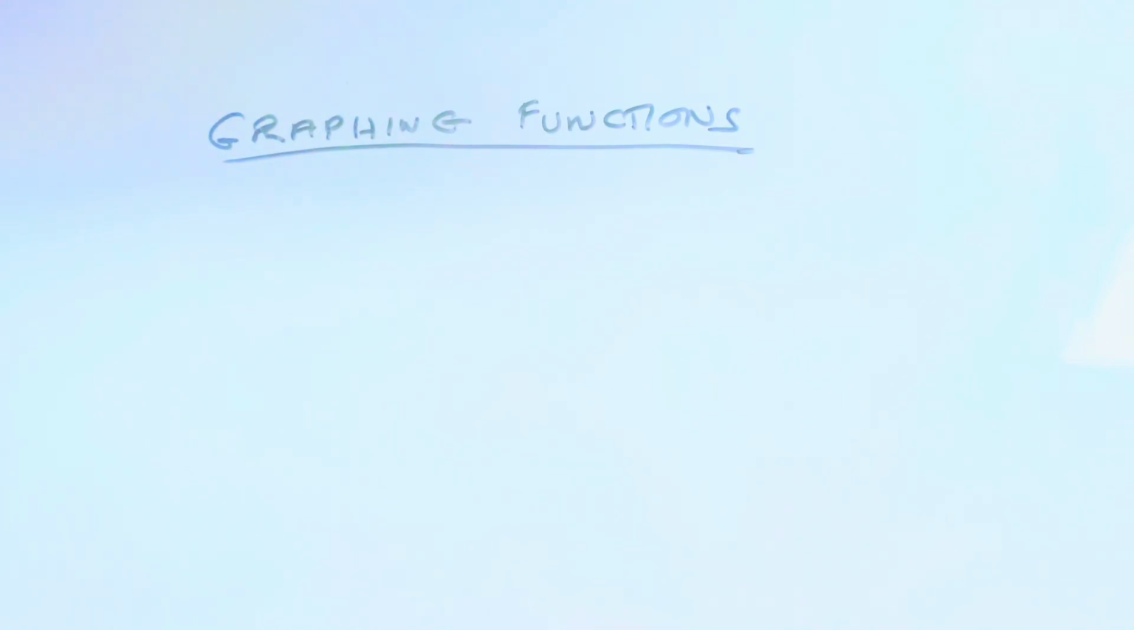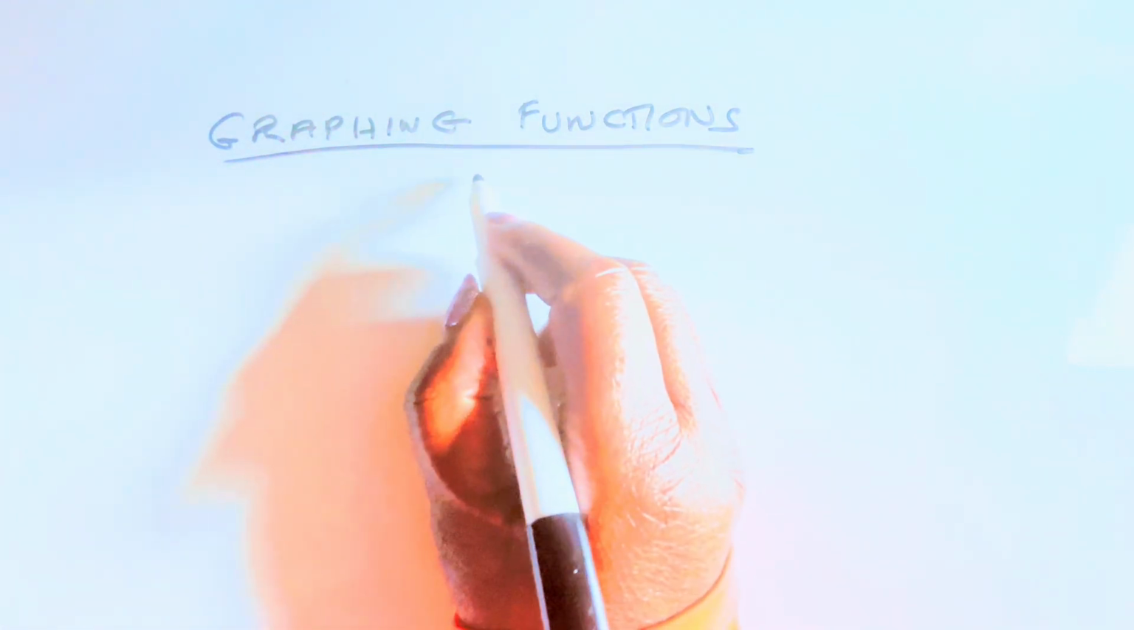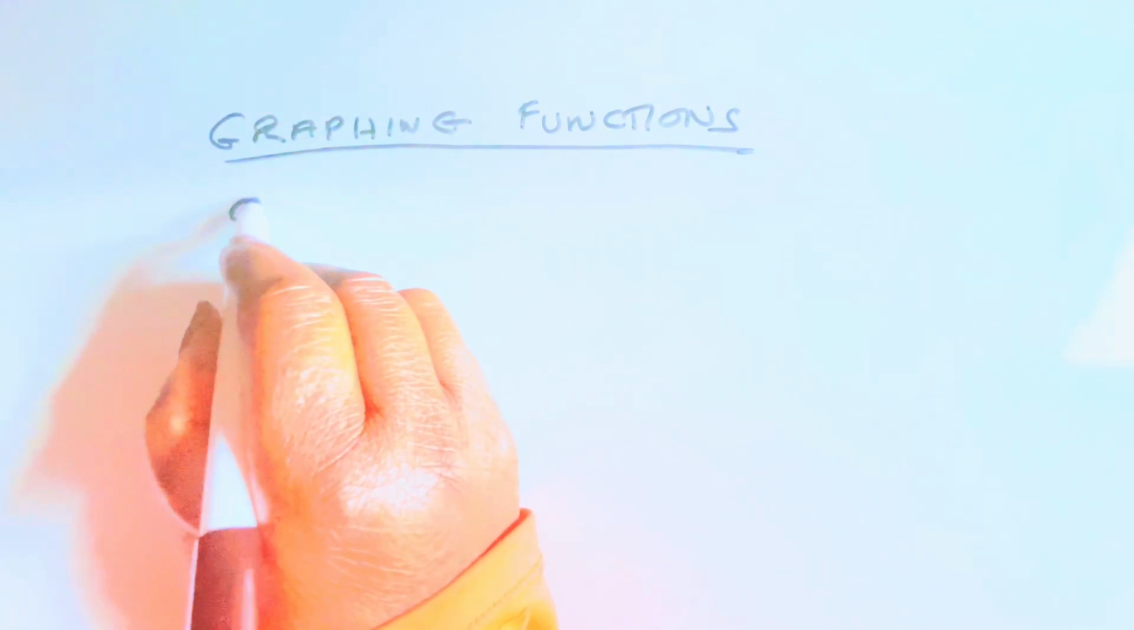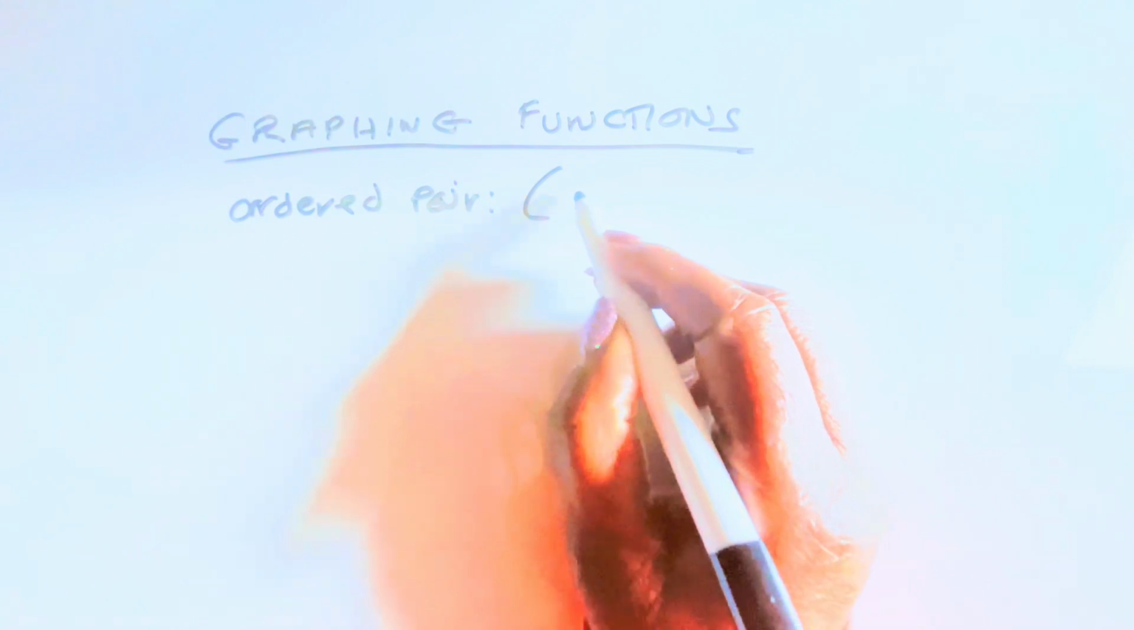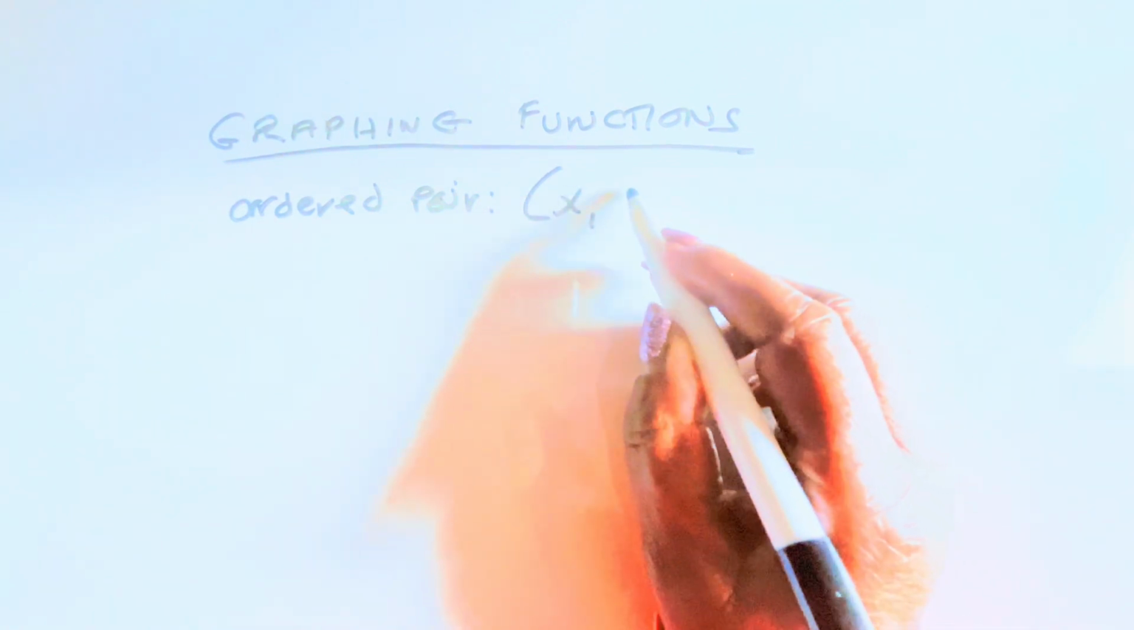Today we are going to learn the basics about graphing functions. First of all, we want to learn how to name our quadrants. We have some definitions to go over. An ordered pair has 2 points, X and Y.